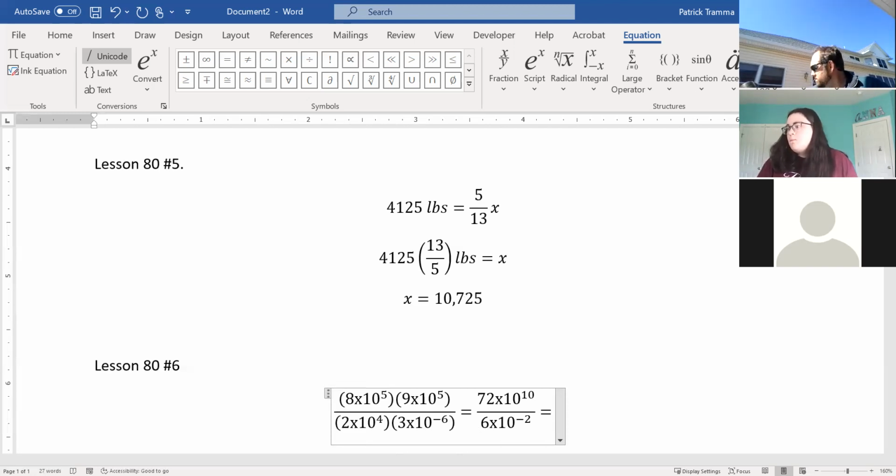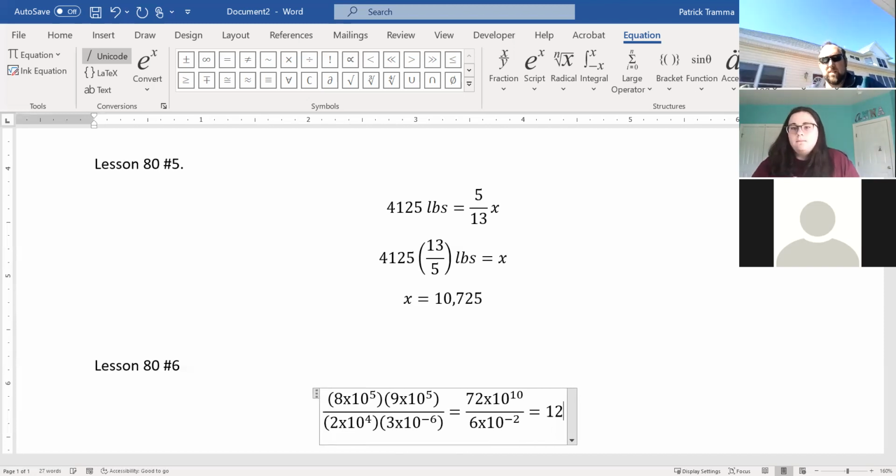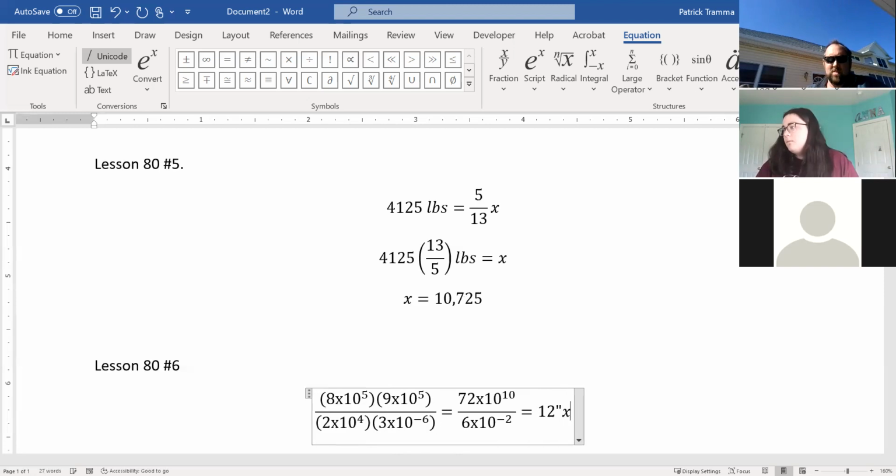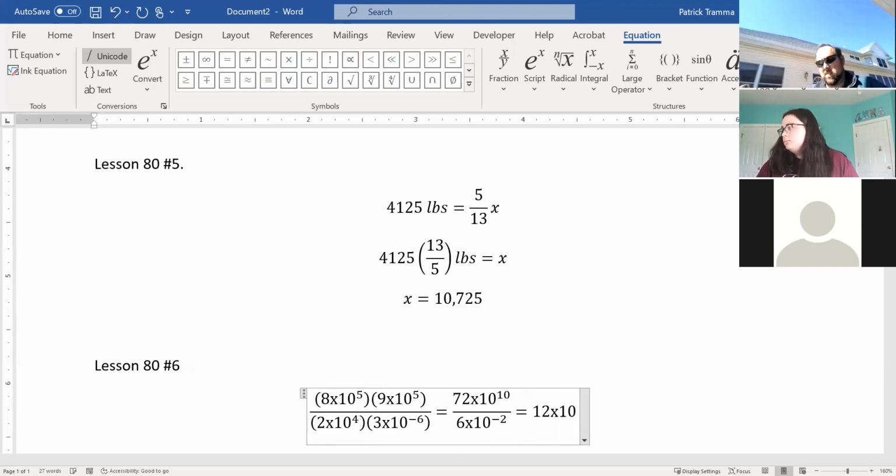Anyone? 12. 12. Very good. 12 times, dividing, you subtract. Right. So you're subtracting. No, you're subtracting a negative though. You'd be adding a positive. It's a double negative. You see what I mean? Yeah. So what does that come out to? 10 to the 12. Right. And now we're almost there.